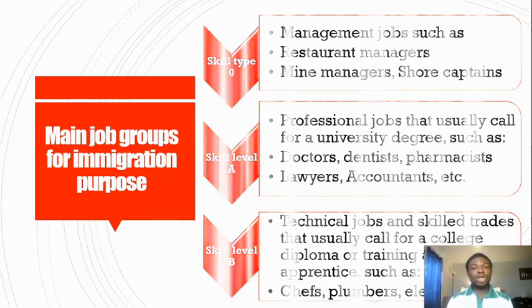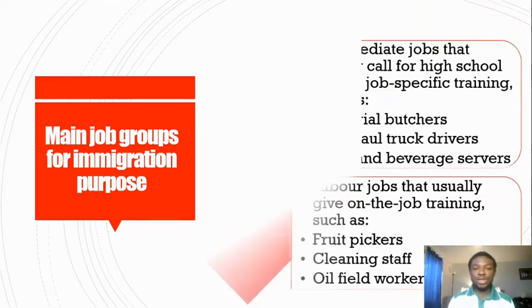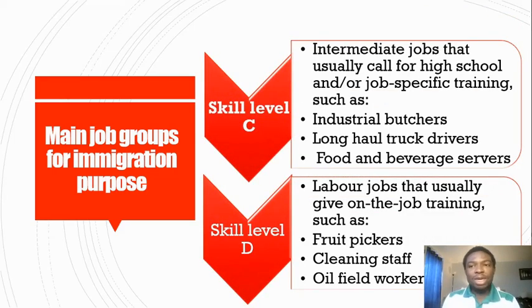The next skill type we talk about is level C, skill level C. Now, skill level C generally will be intermediate jobs, right? So you talk about industrial butchers, long haul truck drivers, food and beverage servers. And interestingly, I have found out that truck drivers are usually very well paid. I can understand that there's a lot of premium paid on the ability to be safe on the road. A lot of lives are depending on you to be seen when you are at the back of the wheel of a truck, right?